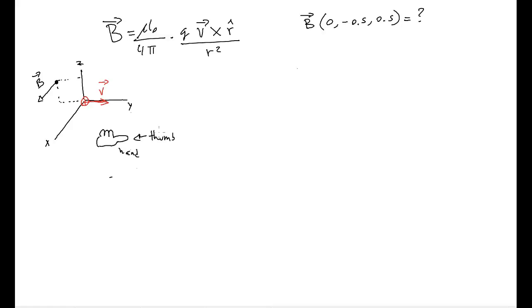Okay, so go ahead and do this. So let's bring the mu 0 q over 4 pi, let's just bring all that stuff out front. And then what we have to do is 4 pi r squared, bring that out front. V cross r hat.